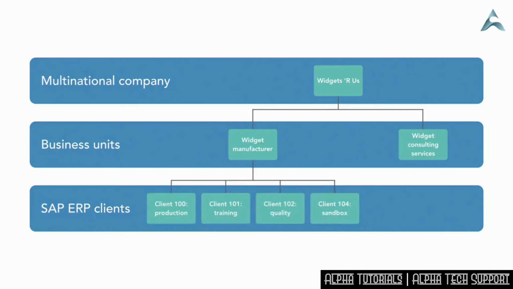On the manufacturing side, we have Client 100, which is production, Client 101 for training, Client 102 for quality, and Client 104 as a sandbox. The consulting services side has a different production client, 110 in this case, and a different training client, number 111. This is a simple example, but the larger the organization, the more complex the client structure will be.